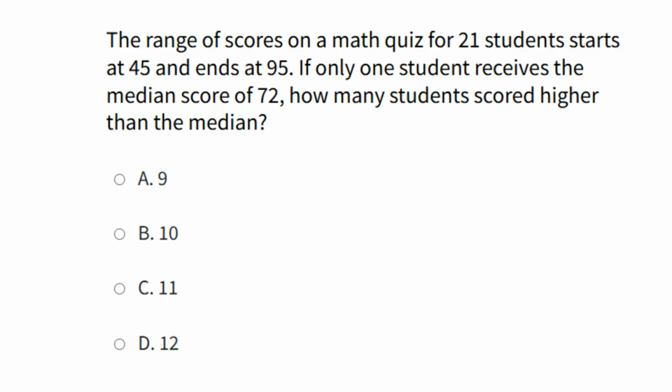The correct answer is letter B. 10. The median score divides the data into 2 equal halves. In this case, there are 21 students, so the median is the 11th score when the scores are arranged in ascending order. This leaves 10 students with scores higher than the median.